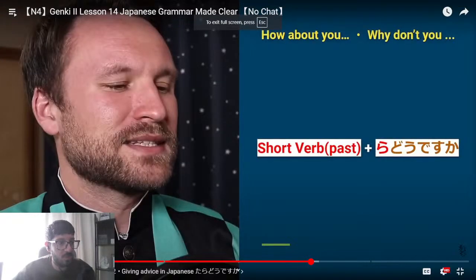Te oku means to do something in preparation for the future, and te aru is a passive voice, like written, for example.